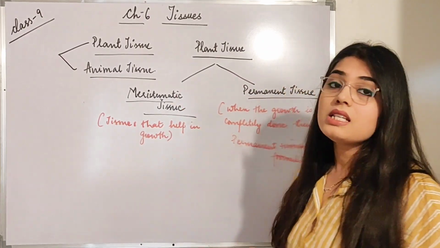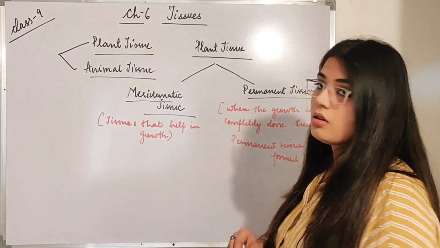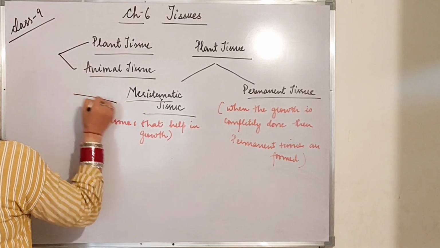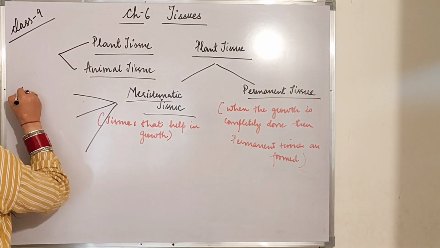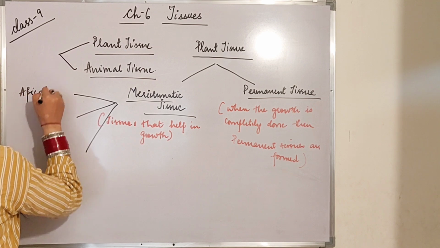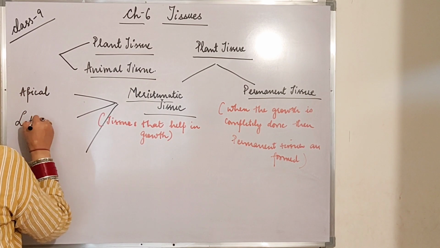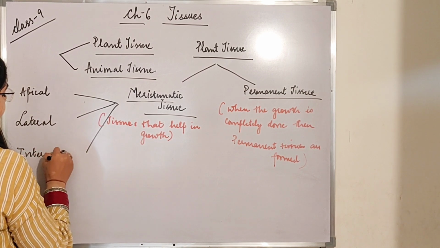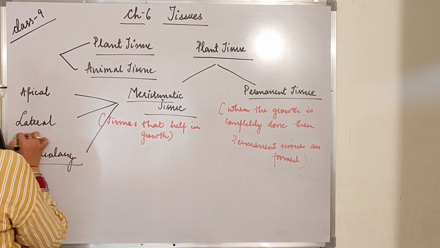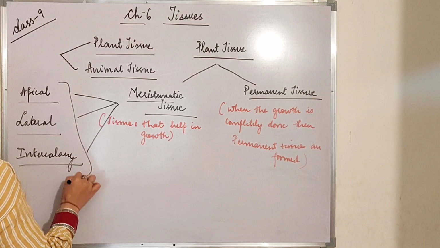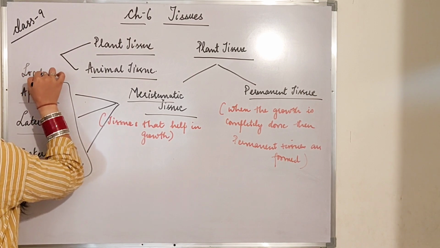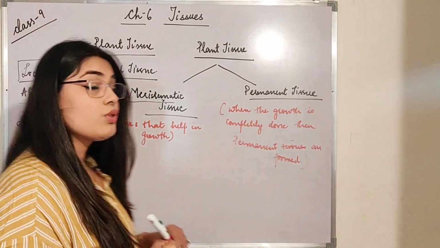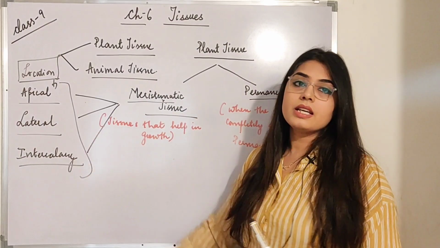Then the meristematic tissue is further divided on the basis of its location. On the basis of its location, it is again divided into three parts: the apical meristem, the lateral meristem, and the intercalary meristem. These three are on the basis of their location, where they are located.